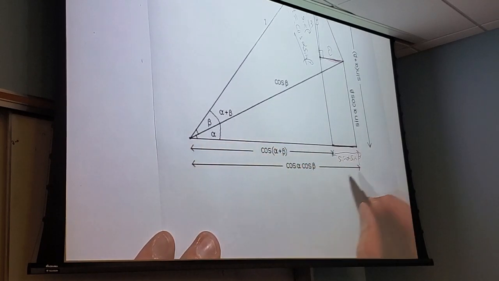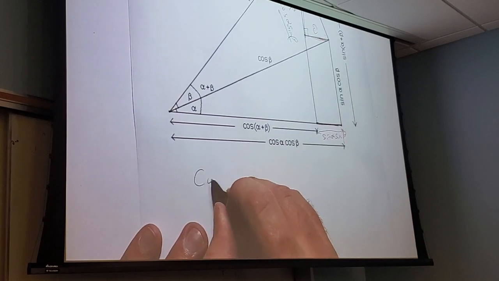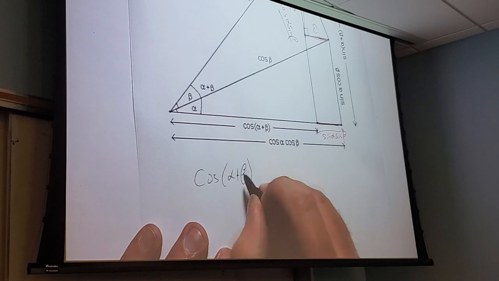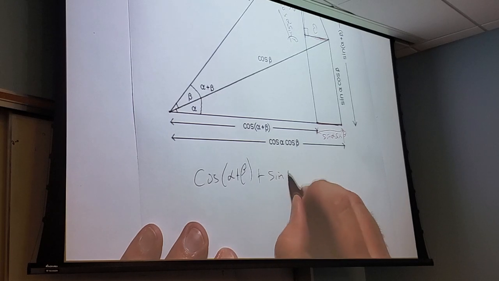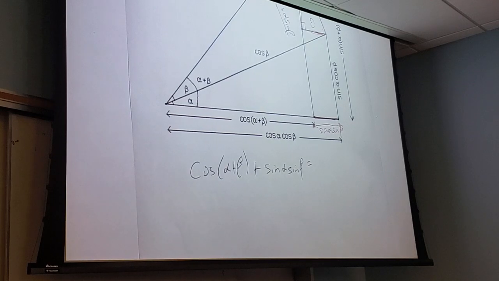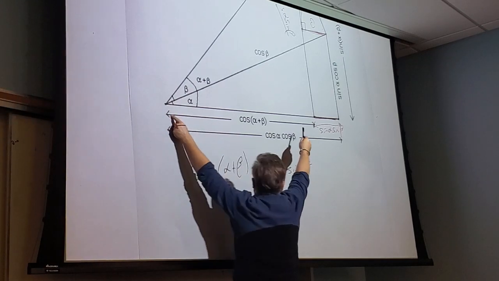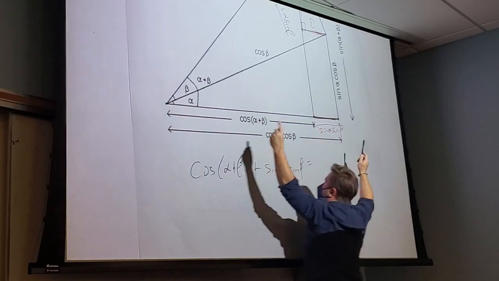Look at just the bottom of this triangle. What is cosine alpha plus beta plus sine alpha sine beta? And again, I know I just said a lot. What is that little piece plus that little piece? What does that equal? The whole piece, right? The whole thing. One chunk plus the other chunk is the whole thing. So this chunk plus this chunk equals this chunk.